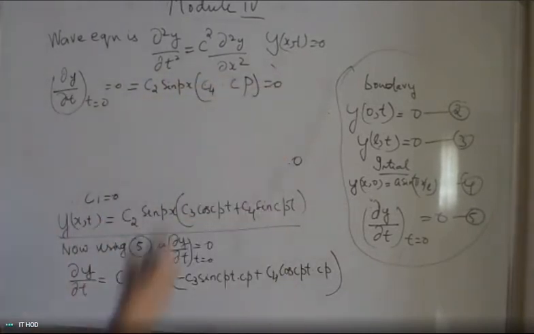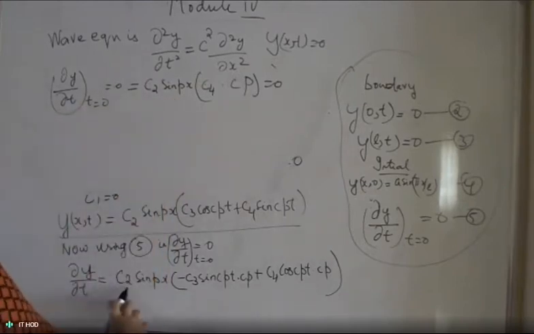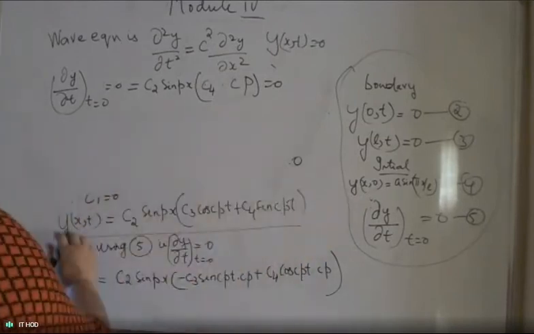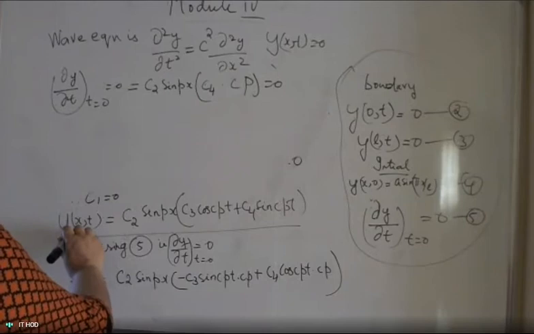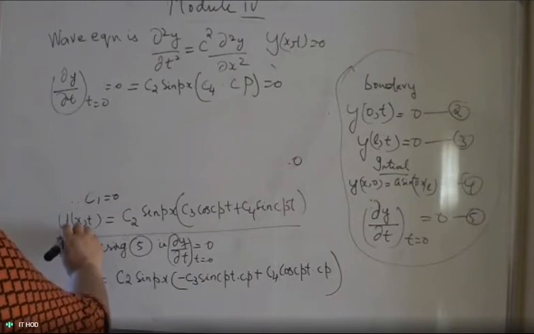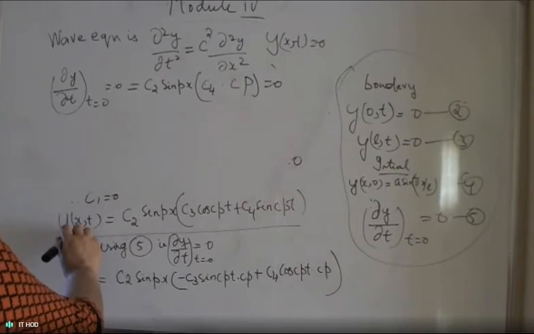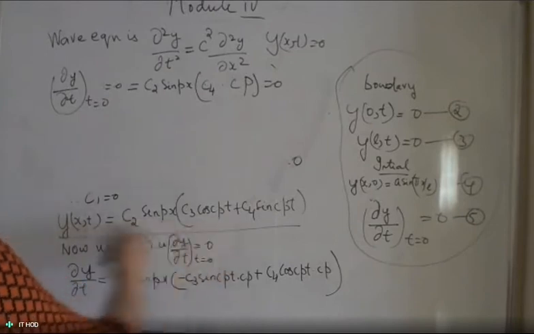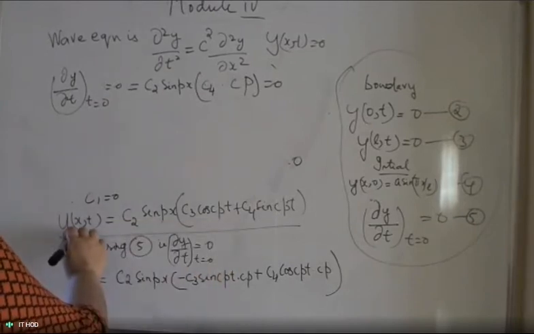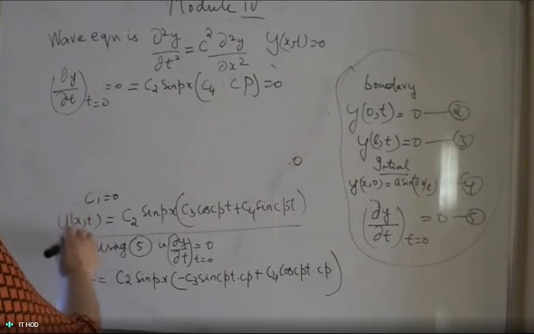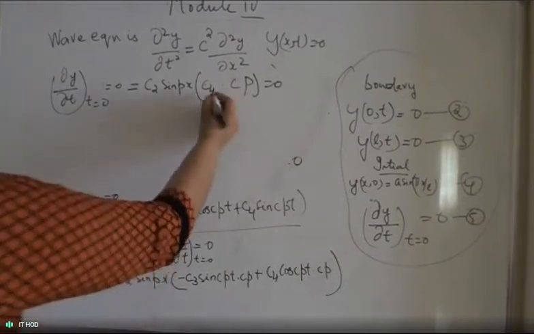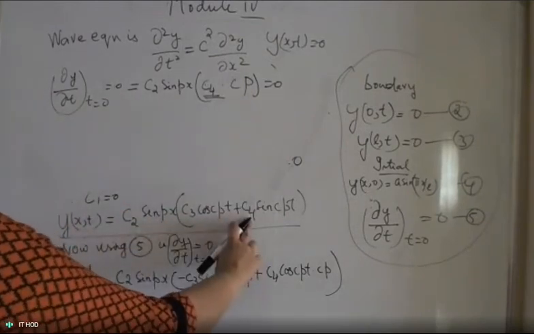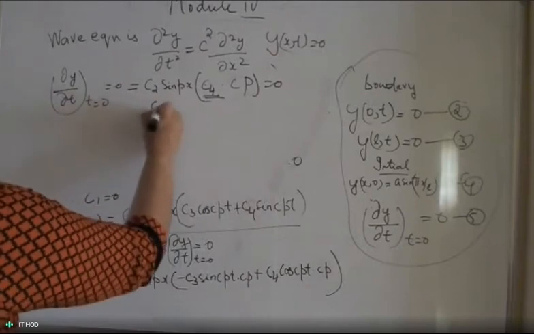Now in this one, C2 cannot be 0. If C2 equal to 0, what happened to this y(x,t)? The whole thing becomes 0, and y(x,t) equal to 0 is a trivial solution. Not a trivial solution is what we want. And sin px equal to 0 means again the same thing will happen; it becomes 0, and that is a trivial solution. It cannot happen. The only possibility is C4 equal to 0. So, therefore, we can write C4 equal to 0.